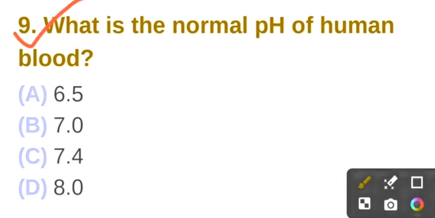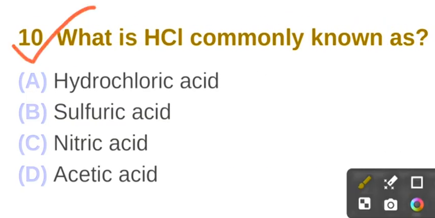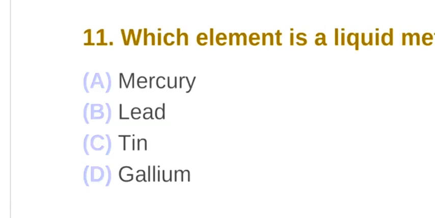Question number 9. What is the normal pH of human blood? The correct answer is option C, 7.4. Question number 10. What is HCl commonly known as? The correct answer is option A, hydrochloric acid.